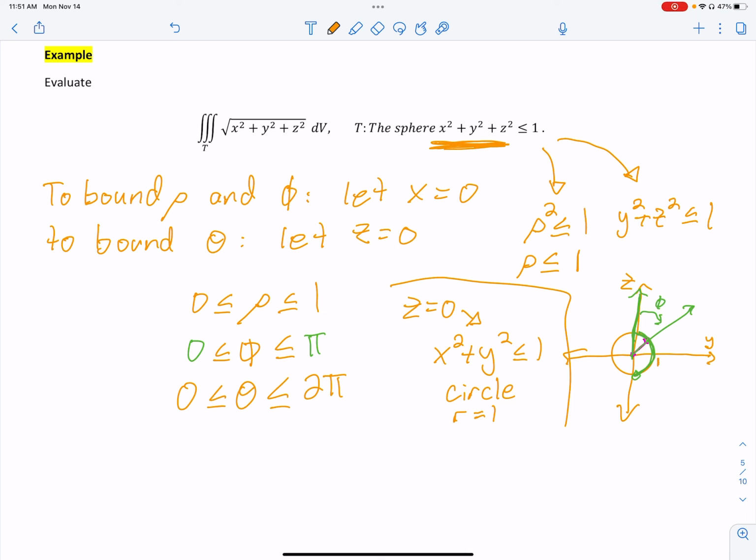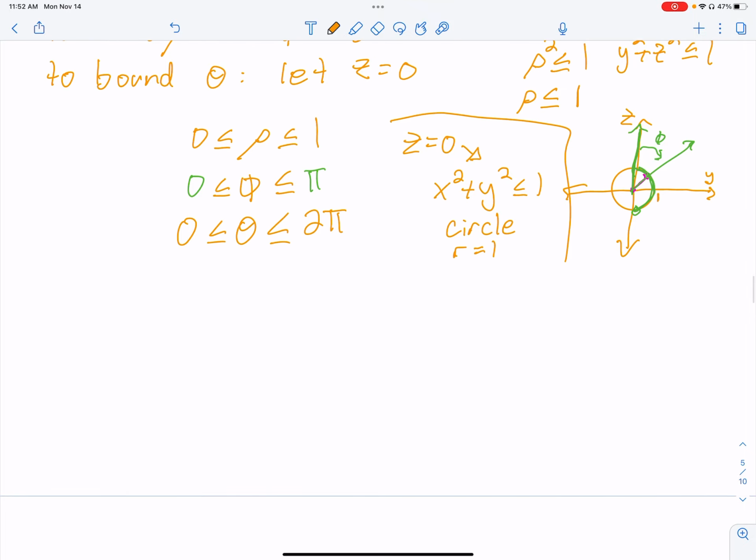So to find rho and phi, you let x equal 0, which gave me these two equations. Both of these equations lead to that circle that I have there. The problem is rho less than or equal to 1, maybe you didn't picture it in the YZ plane. Well, that's where we're going to let rho live.